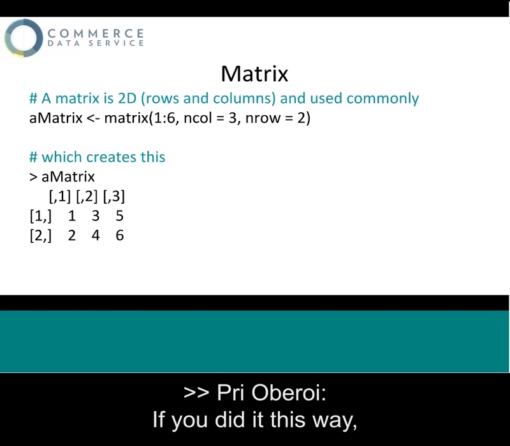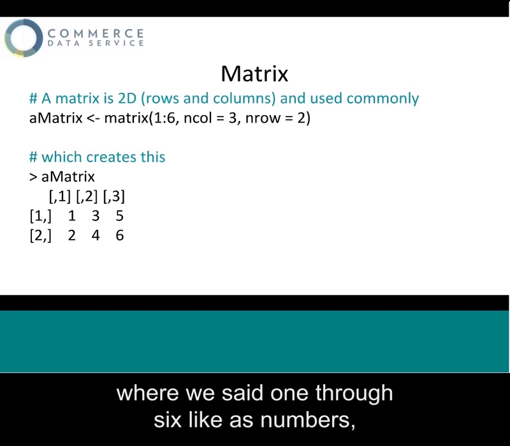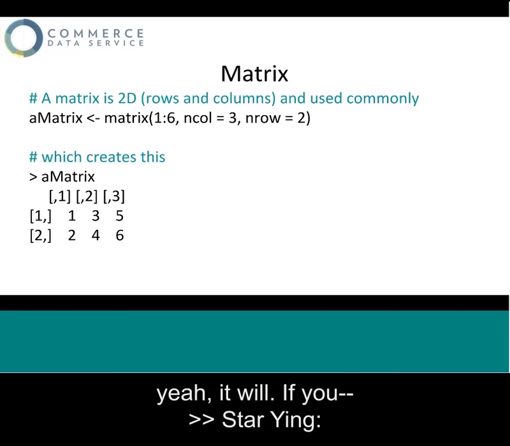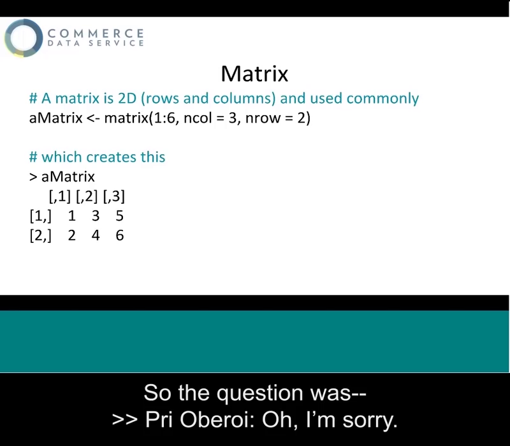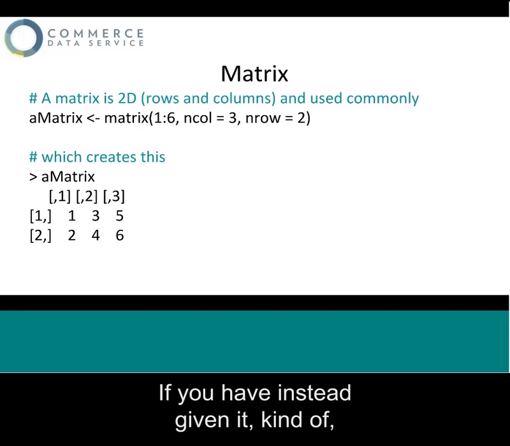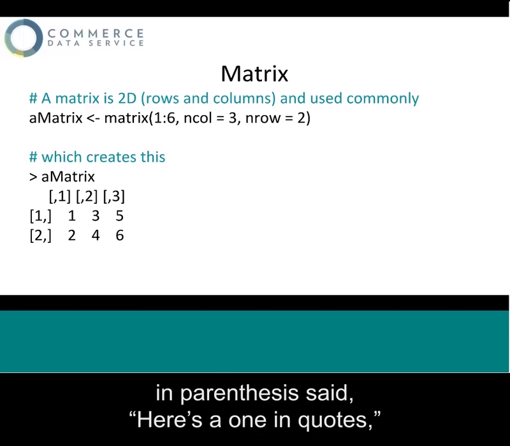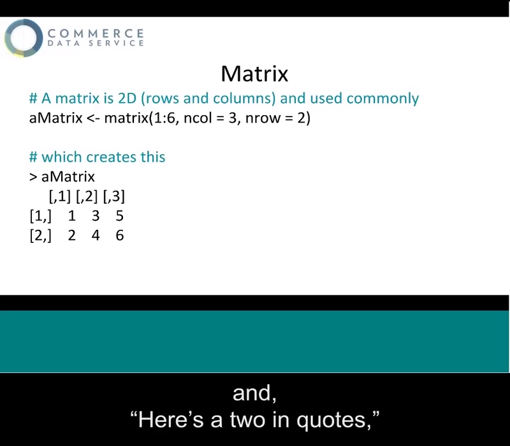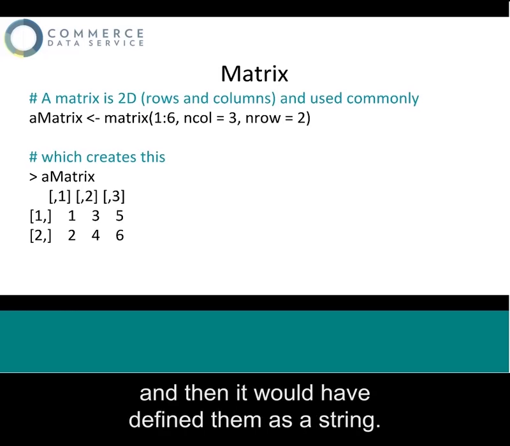If you did it this way, where we said 1 through 6 as numbers, yes, it will. So the question was, does it know automatically to define the data type as integers? Yes. If you had instead given it, in parentheses, a 1 in quotes, separated with a comma, and a 2 in quotes, then it would have defined them as strings.